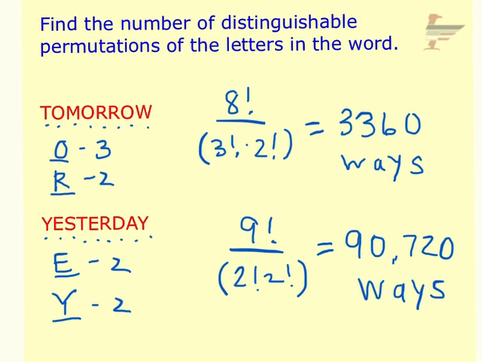Yesterday has 9 letters total. There are 2 E's, so divide out 2 factorial. There are also 2 Y's, so divide out 2 factorial. And that's 90,720 ways.